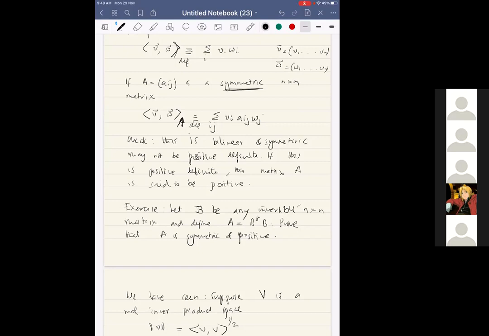I have a question. Are all positive definite matrices of the form B transpose B? Yeah, it's proved in the notes. But note that A does not uniquely determine B. Okay, thank you, sir. Any other question? Okay.